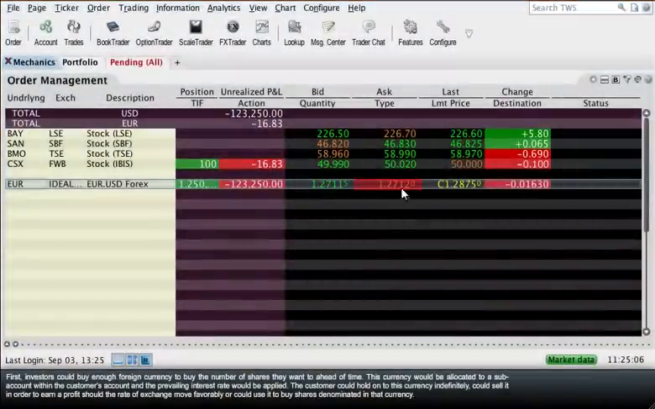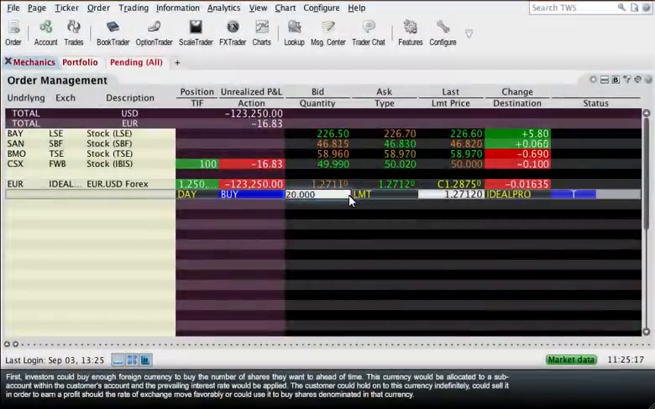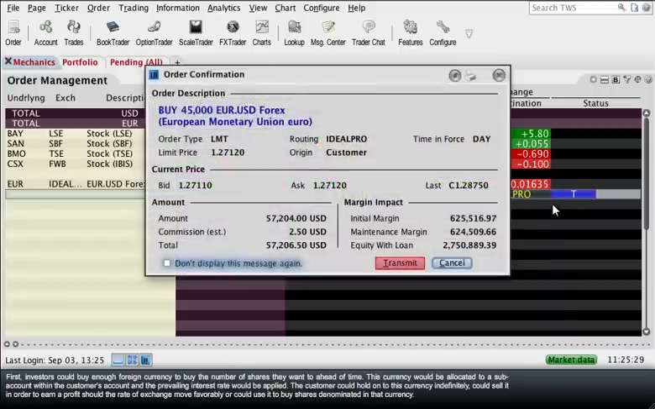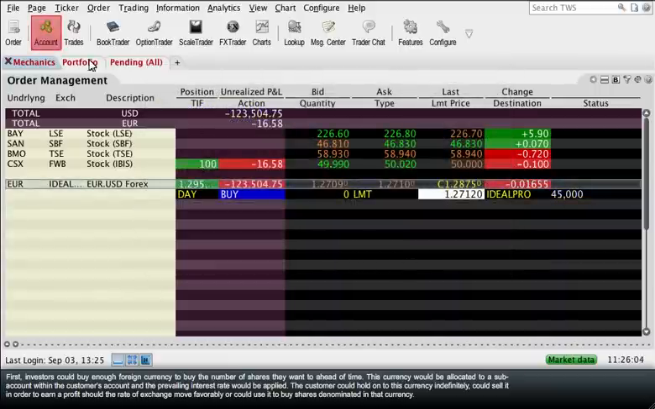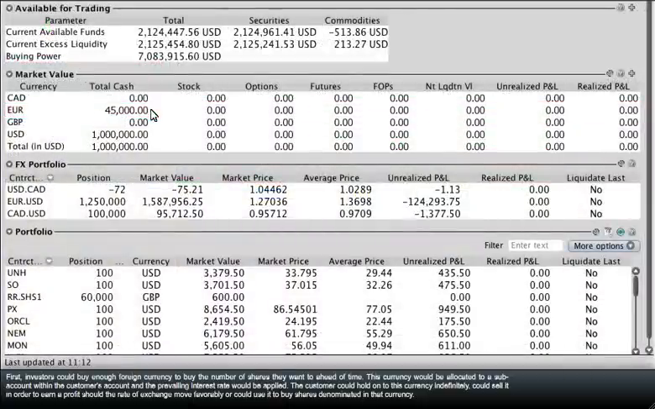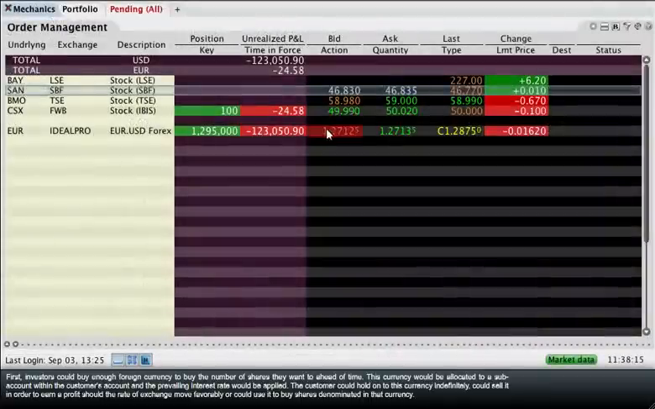First, investors could buy enough foreign currency to buy the number of shares they want ahead of time. This currency would be allocated to a sub-account within the customer's account, and the prevailing interest rate would be applied. The customer could hold on to this currency indefinitely, could sell it in order to earn a profit should the rate of exchange move favorably, or could use it to buy shares denominated in that currency.